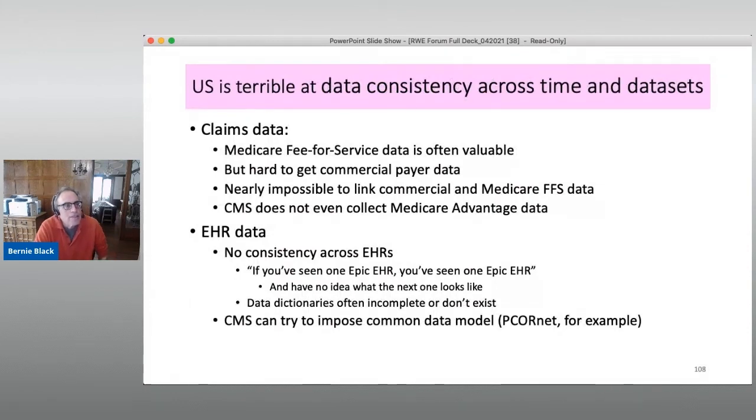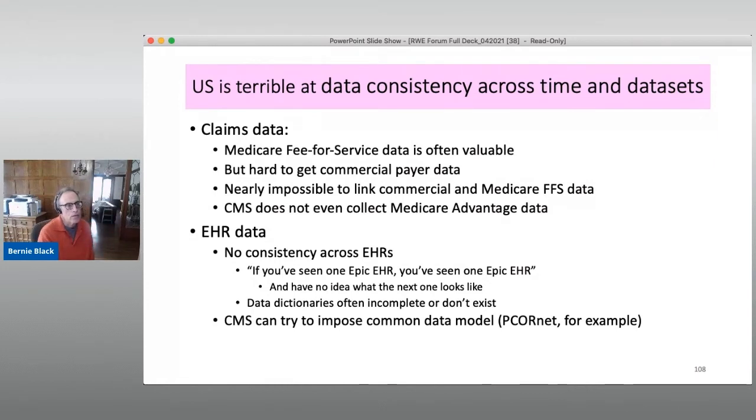So the US is terrible at this. We are far behind 20 other countries in the world. Claims data, Medicare fee-for-service is often valuable, but it's really hard to get commercial payer data under 65. It's nearly impossible to link the two together. CMS doesn't even collect Medicare Advantage data. Well, maybe that made sense 20 years ago when Medicare Advantage was just starting, but it's now a third of the Medicare universe. Why do we not have Medicare Advantage data?